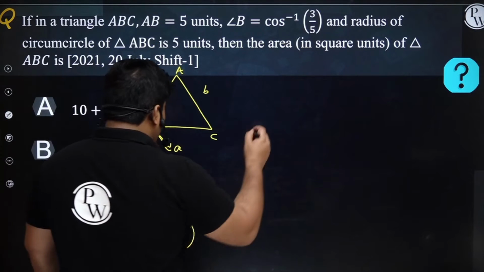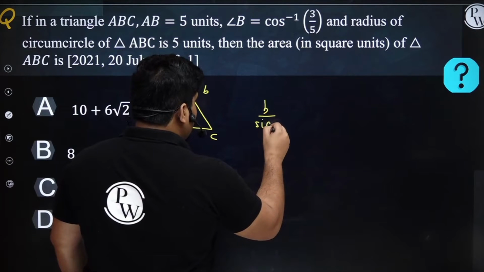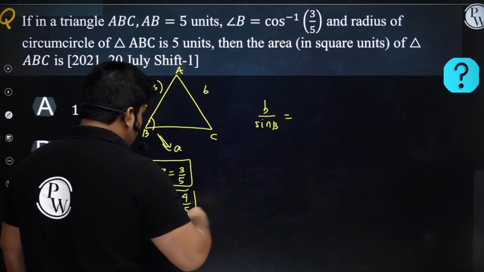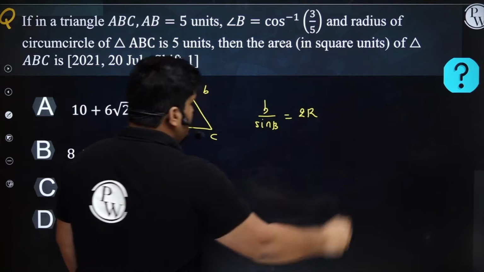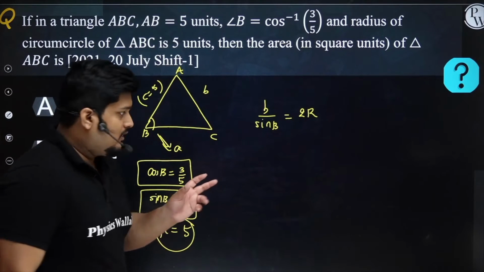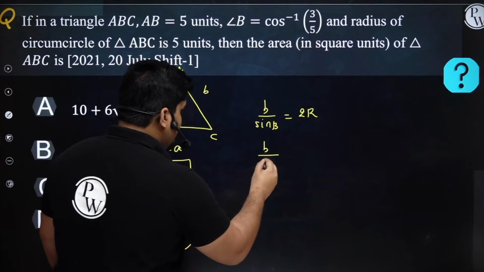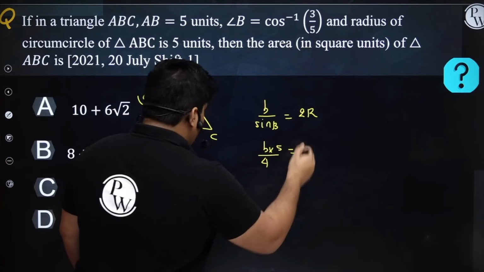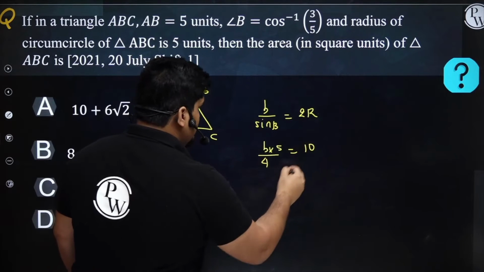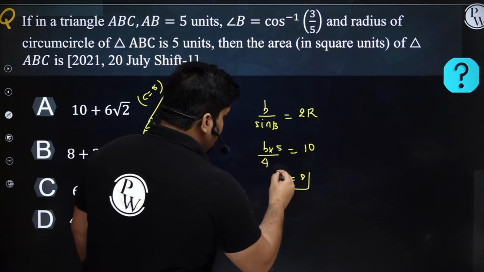You see, B upon sin B will be 2R. B upon sin B is going to be 2R. What is side B? It's unknown. Sin B is known, it is 4 by 5. What is 2R? 2R is 10. So side B we get equal to 8.